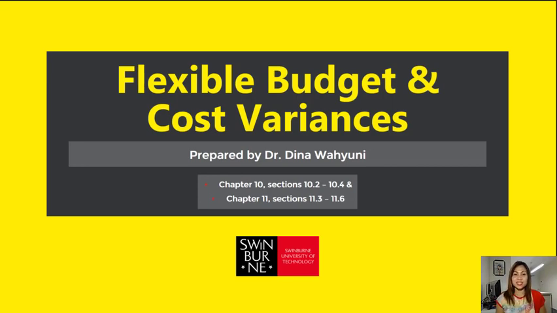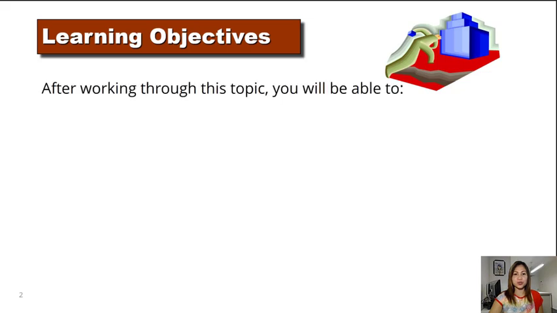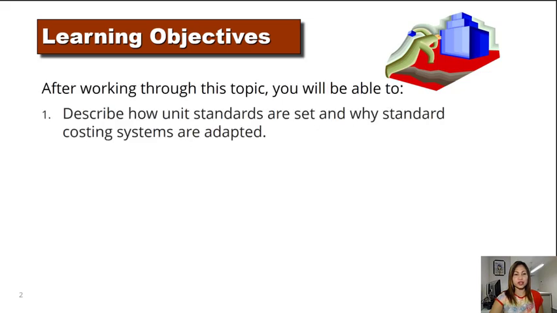Everyone. This topic is about flexible budget and cost variances. After working through this topic, you will be able to, first, describe how unit standards are set and why standard costing systems are adopted.